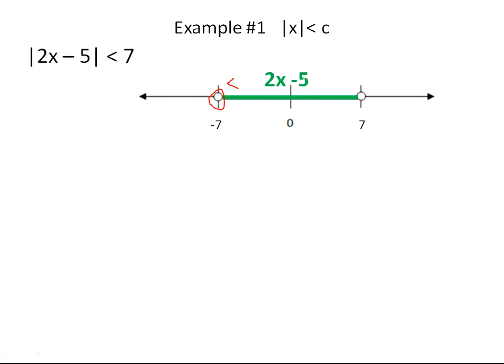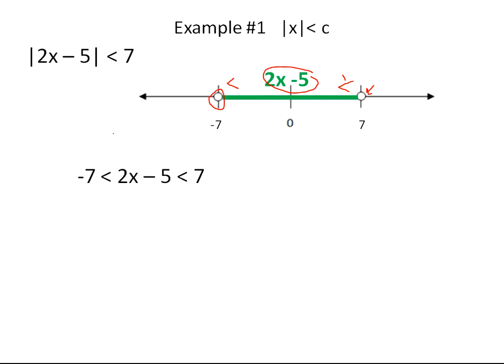But how does 2x minus 5 relate to the other boundary? Well, that is also on the left side of this boundary, and so it is less than 7. So there you have it. Negative 7 is less than 2x minus 5, which is less than 7.